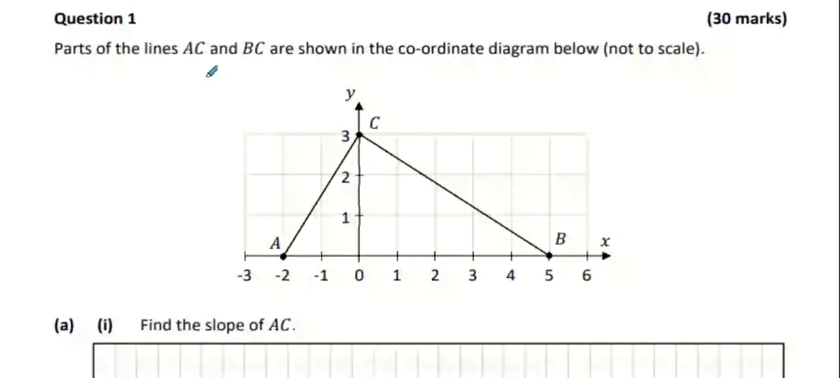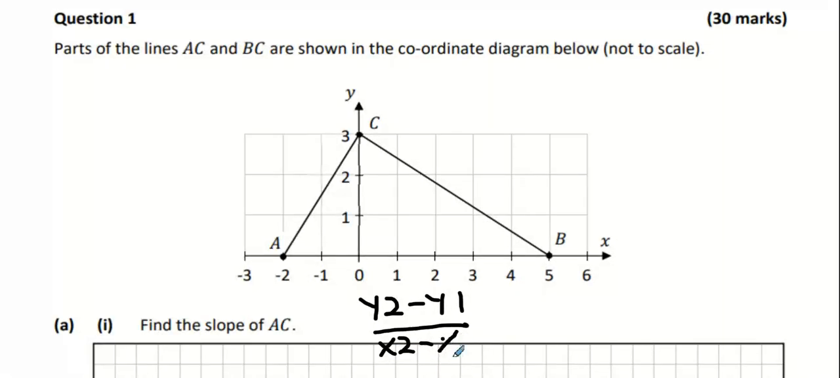It gives me A, C, and B. C are two lines and gives me a diagram. And then it says find the slope of AC. I go to page 18 of my tables. I look up the slope formula, which is this one here.